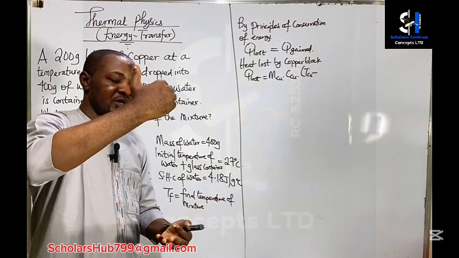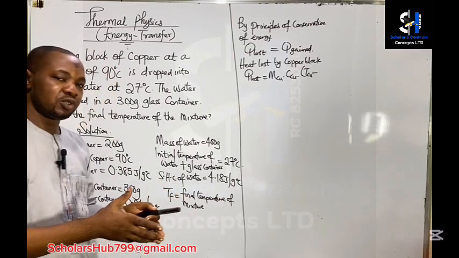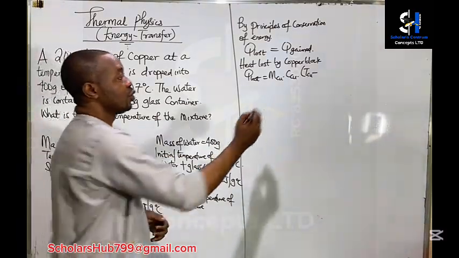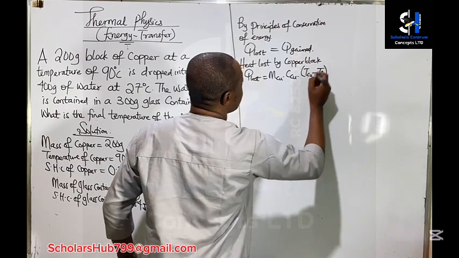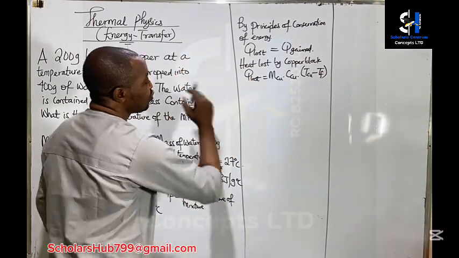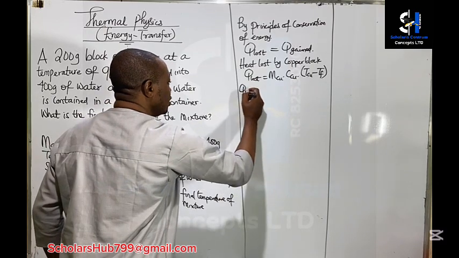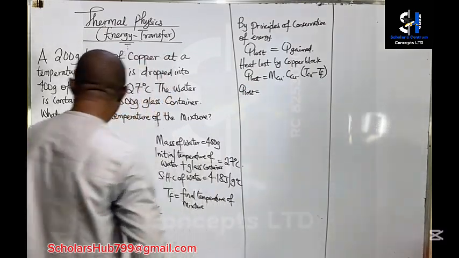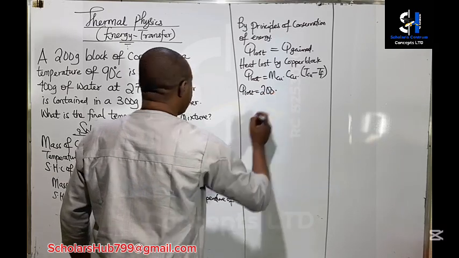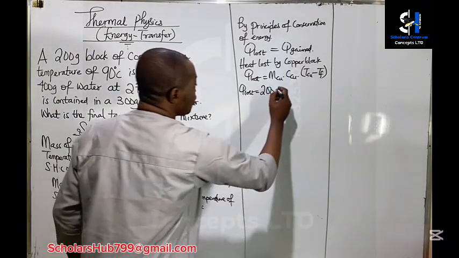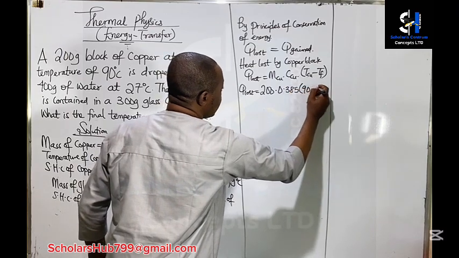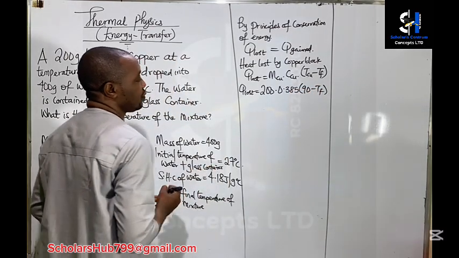Now, the temperature decreases from 90 degrees Celsius to the final temperature of the mixture, which we call TF. Okay, now let's plug in the values. The heat lost is the mass of copper, which is 200, multiplied by the specific heat capacity of copper, which is 0.385, multiplied by 90 minus TF.